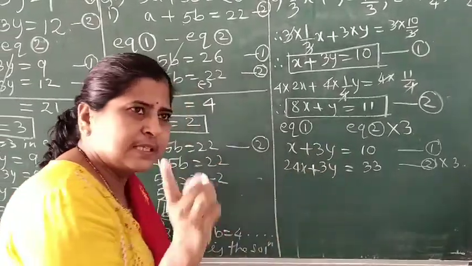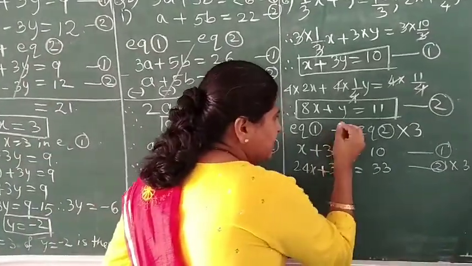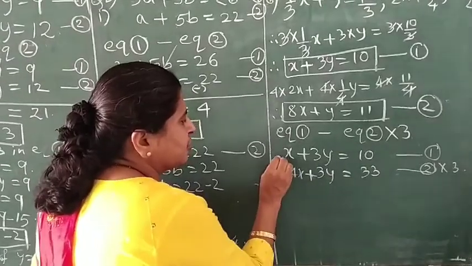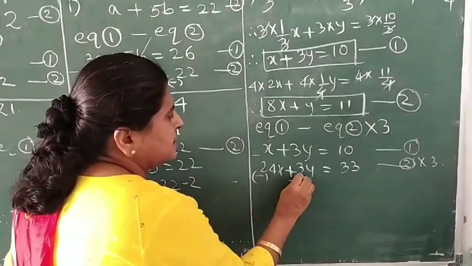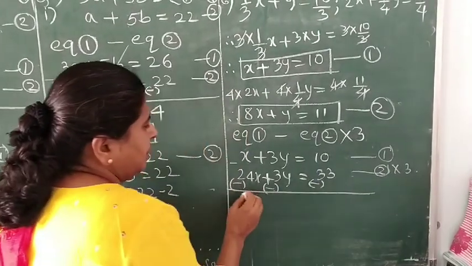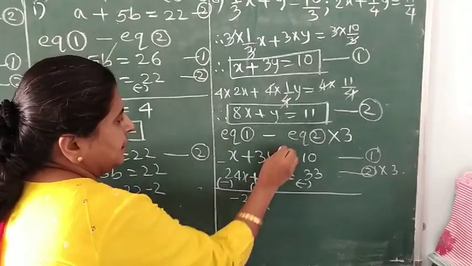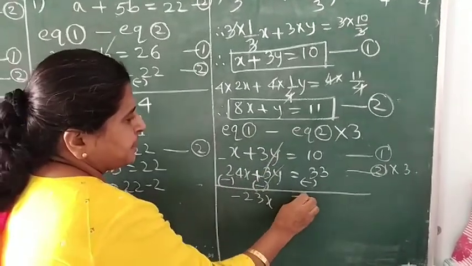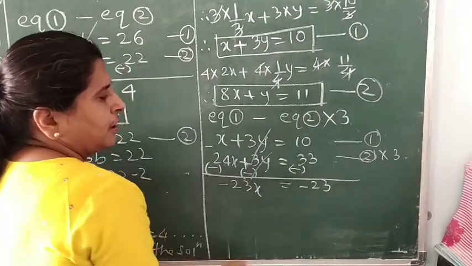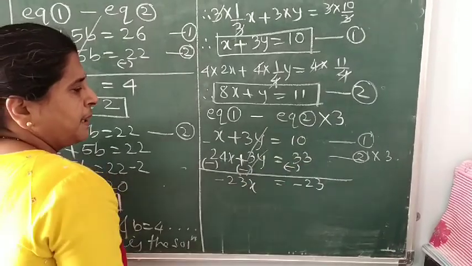Now, as you have decided that by subtraction it will get eliminated, put the sign of subtraction over here. As you are going to subtract, you have to change the signs. So minus into plus will become minus, and minus into minus. So now x minus 24x, so it is minus 23x. The y terms get cancelled over here. Now 10 minus 33 is going to be minus 23, because 33 minus 10 is 23 and the bigger number has the minus sign.